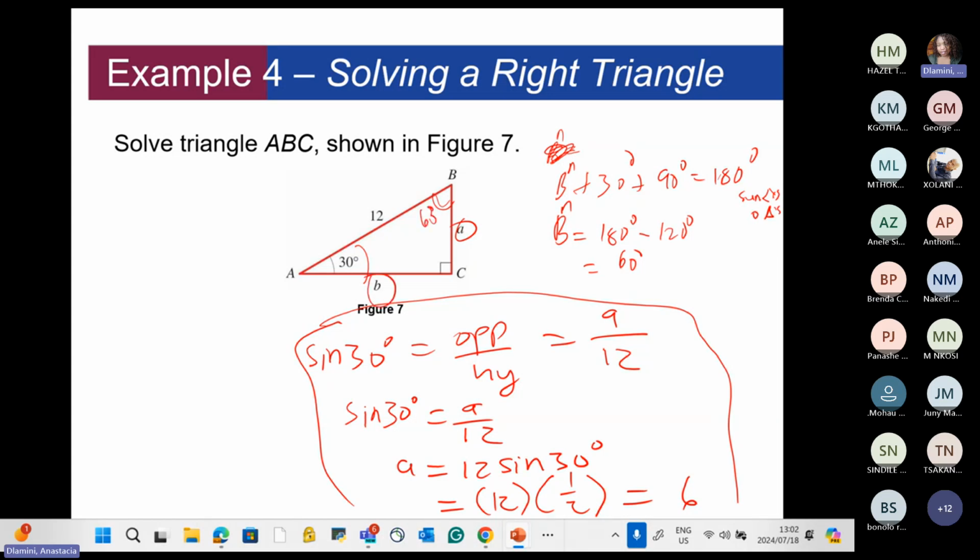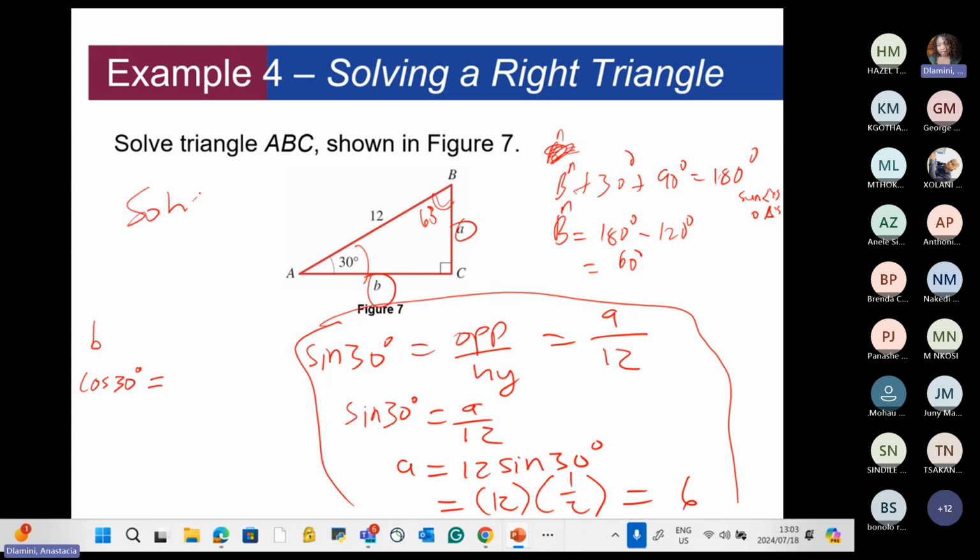Now we are left with side b, small b. How do we find small b? We can use Pythagoras or cos 30. Let's not go far, guys. Cos 30, Pythagoras is a bit longer. So cos 30 degrees is equal to what?